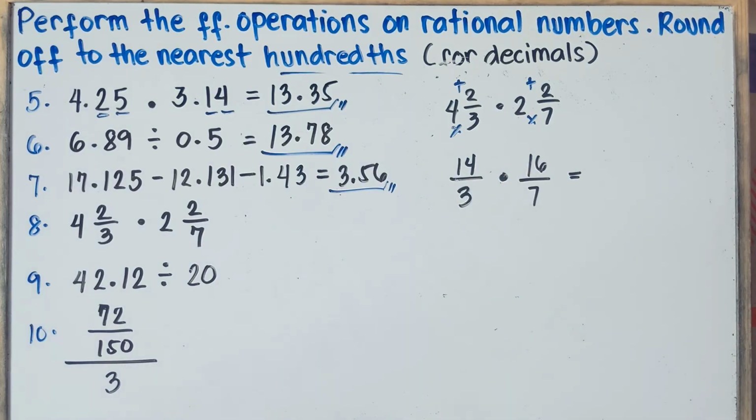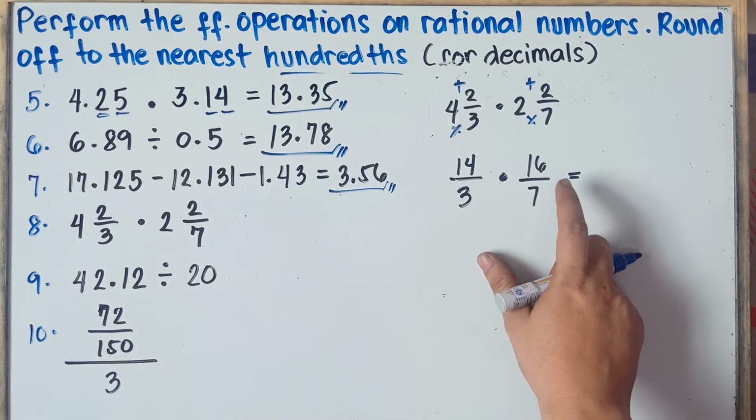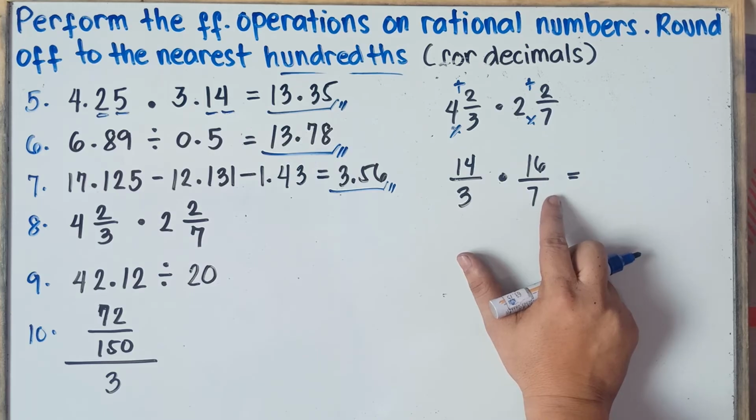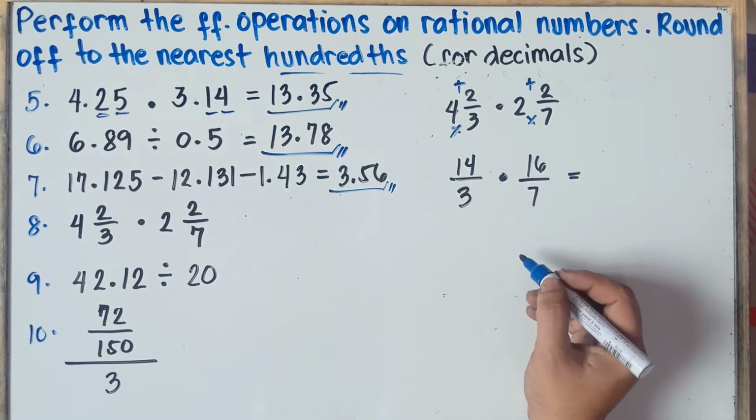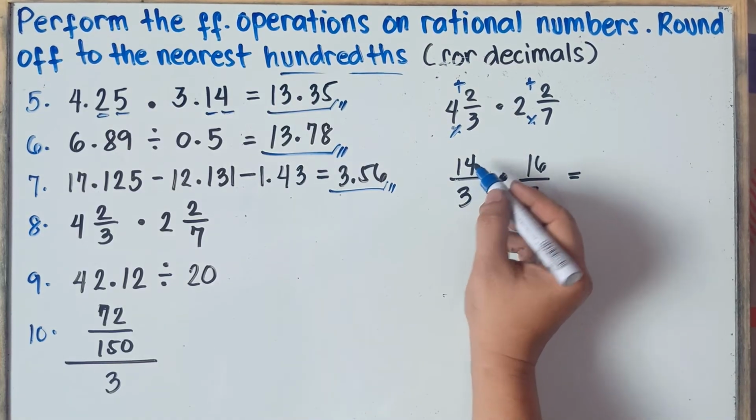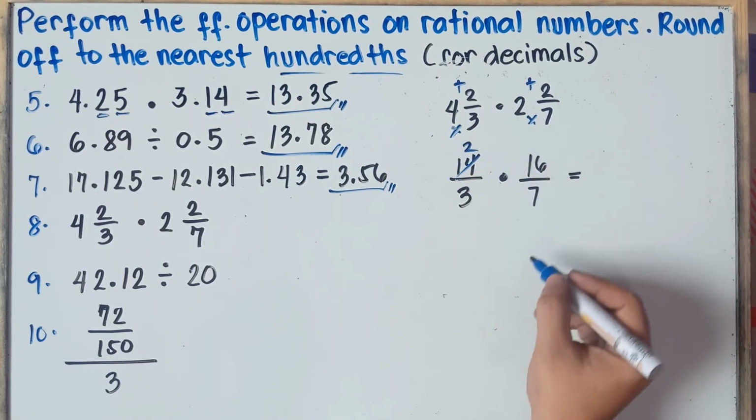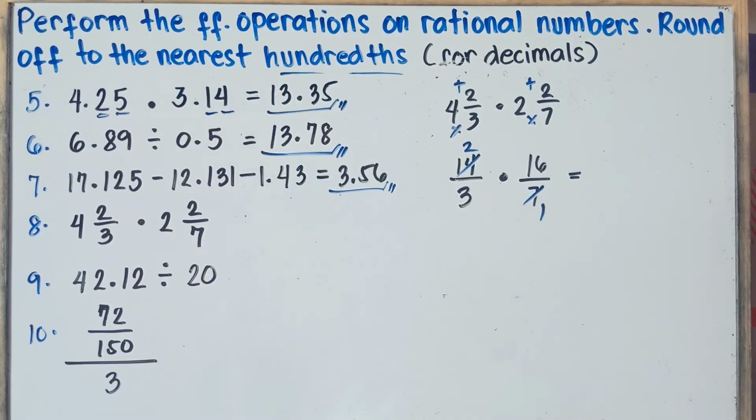So once again, class, always do the crisscross, class, especially if you have large numbers, class. Because 14 times 16, class, this will be a large number, class. And it will be really difficult for us to reduce our answer to the lowest term. So do the crisscross. We can divide 14 by 7. 14 divided by 7, that's 2. 7 divided by 7, that's 1.